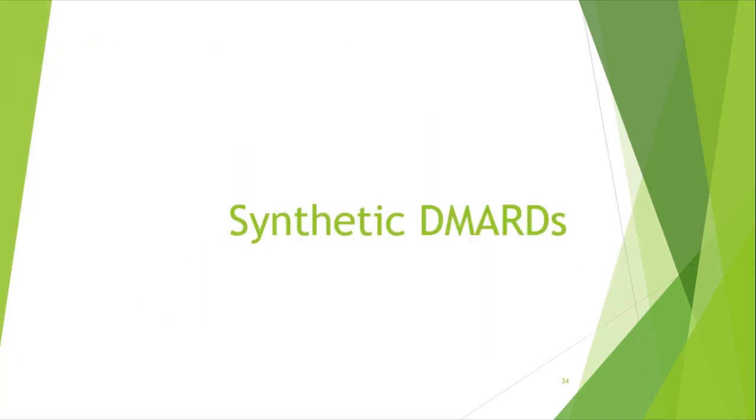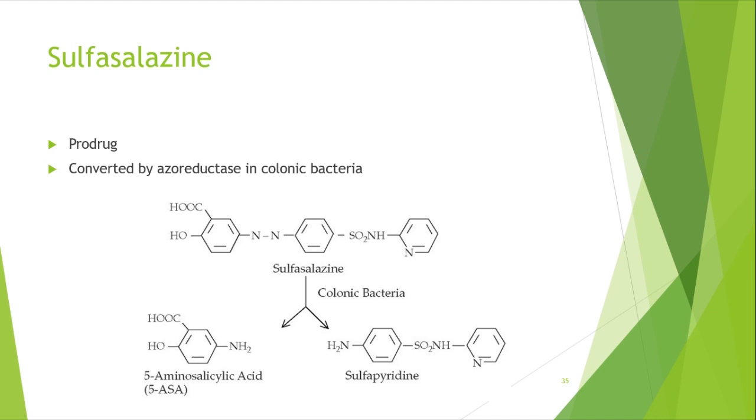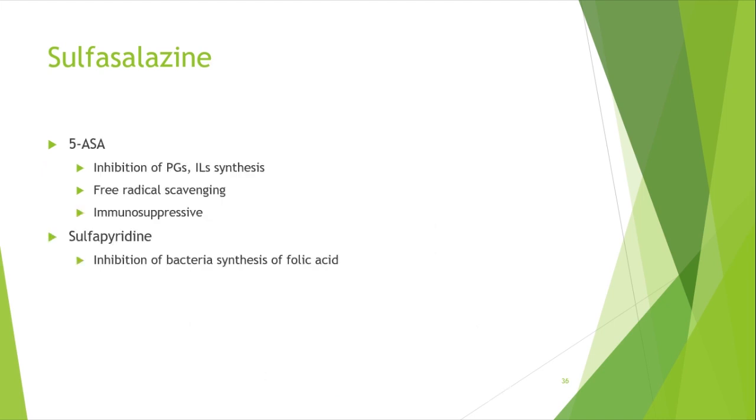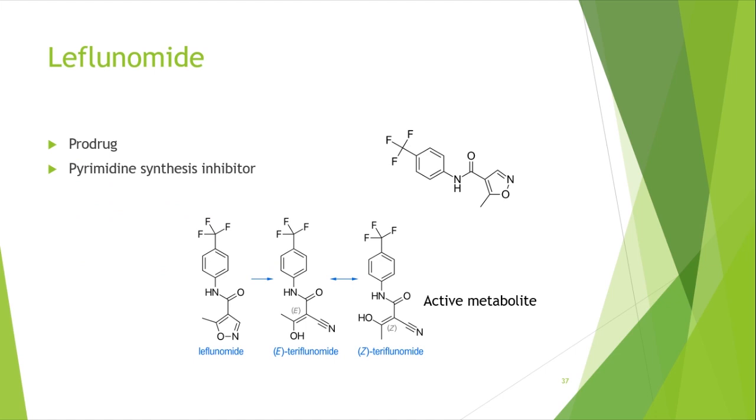Now, we're going to talk very briefly about the synthetic DMARD, disease modifying agents, and particularly one of those that we have not talked about previously, which is sulfasalazine, okay, which is a prodrug. Now, sulfasalazine is converted by azoreductase from colonic bacteria in the colon, and turned into 5-ASA and sulfapyridine. Like so, two compounds. 5-ASA can actually inhibit prostaglandins and interleukin synthesis, and also act as a free radical scavenger and as an immunosuppressive agent. And sulfapyridine, on the other hand, has the ability to inhibit bacterial synthesis of folic acid. So you have two effects coming off from it. So it will decrease some of the colonic bacteria load by this drug.